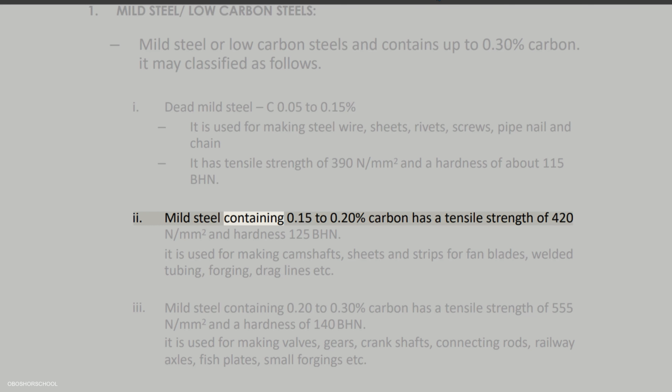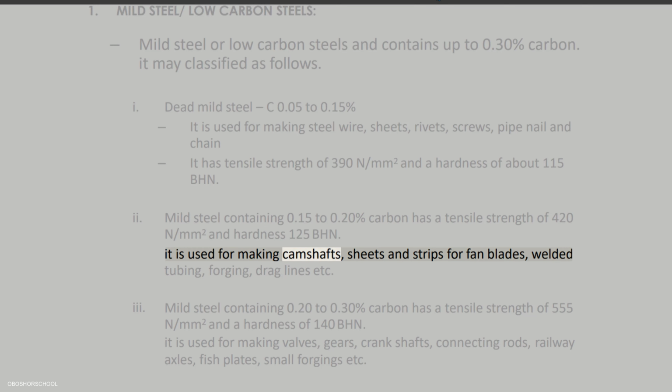2. Mild steel containing 0.15 to 0.20% carbon has a tensile strength of 420 N/mm2 and hardness 125 bhn. It is used for making camshafts, sheets and strips for fan blades, welded tubing, forging, drag lines, etc.